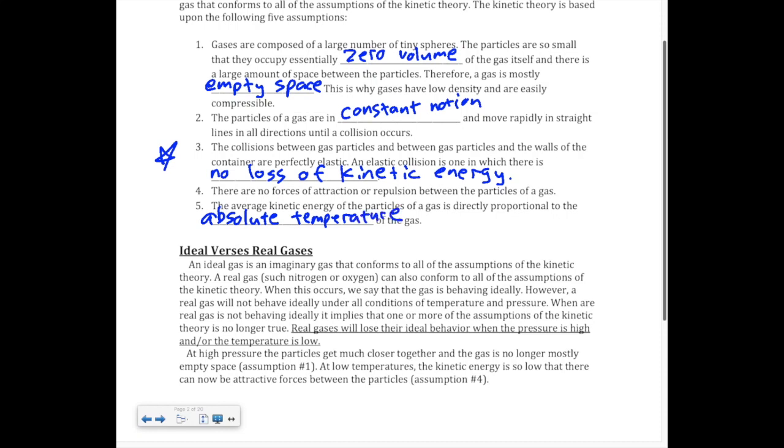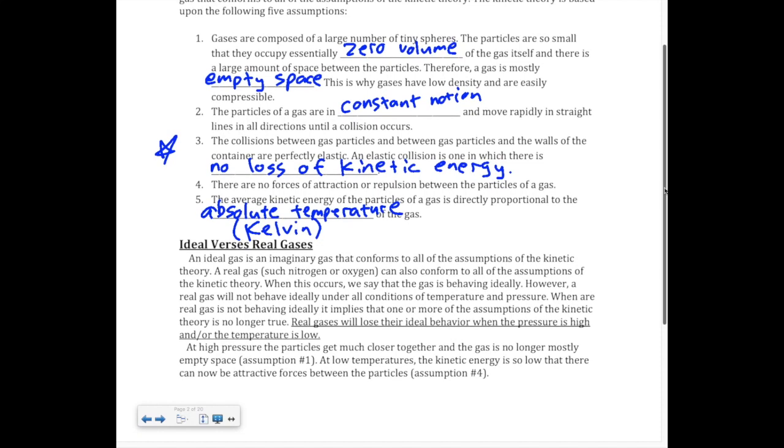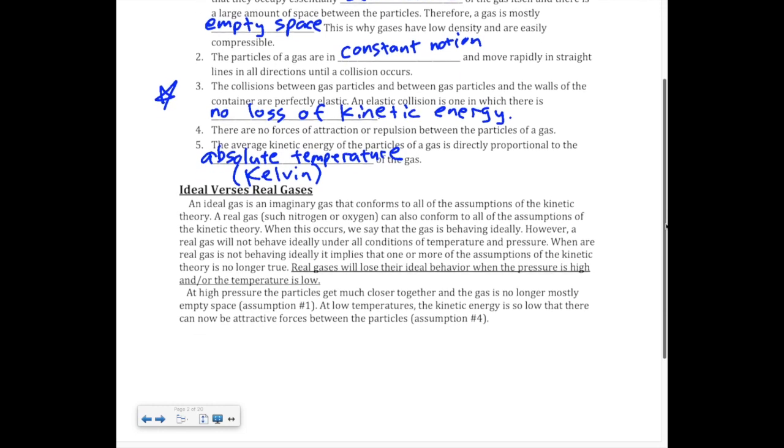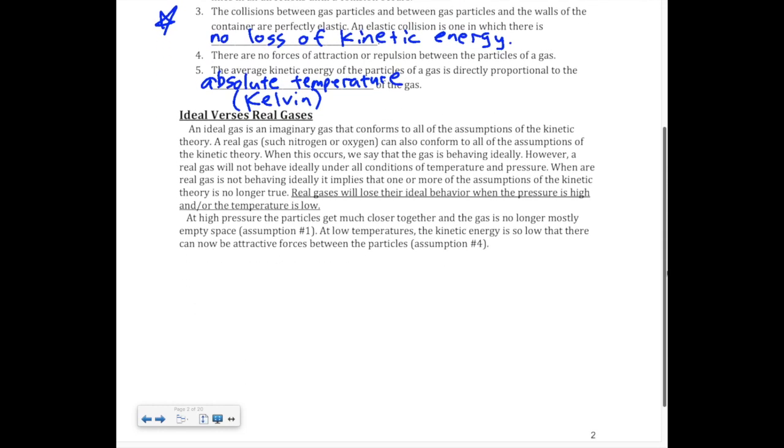of the gas. Now, absolute temperature, that's going to be on the Kelvin scale. And there's a reason why we use Kelvin, because it is absolute. Celsius is based off of the temperature of water, and Fahrenheit is based off of something else. But Kelvin is based off of an absolute, real life, universal sample of absolute zero.